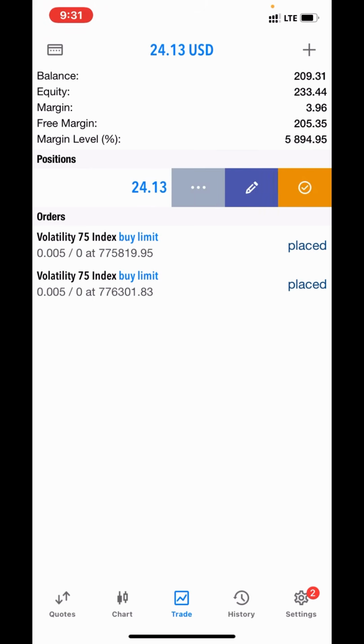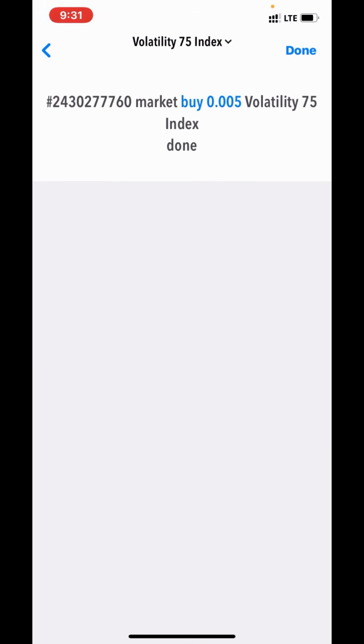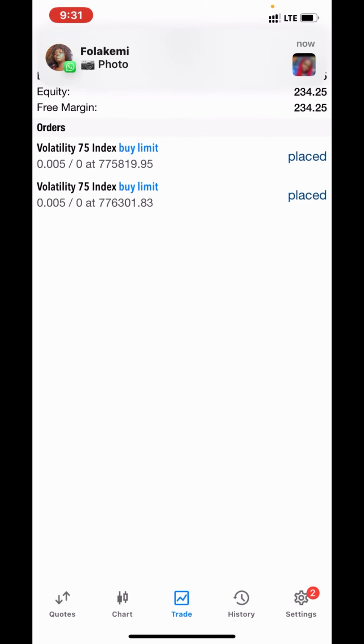Let me close this. So I don't have any running trade right now. So that's what I have been seeing so far in volatility index. I'm still learning, I'm still watching, and as you can see, this is a real account. I'm still using my own money to do a whole lot of practice, and so far so good. It's going perfectly well. From $45 to $234.